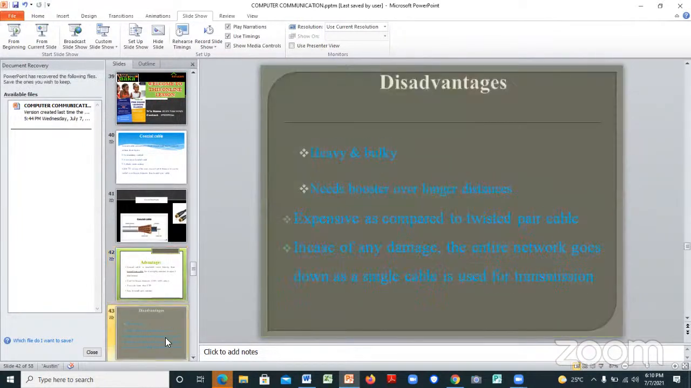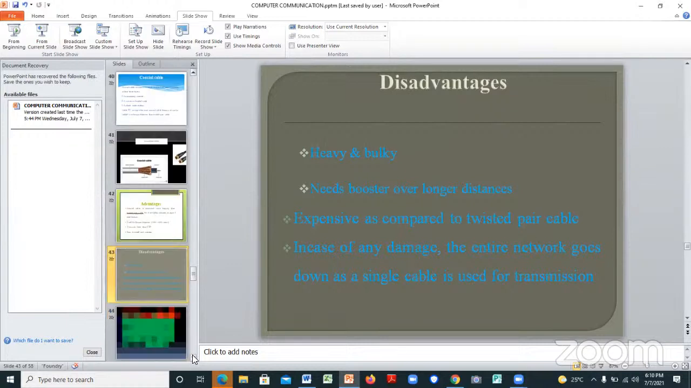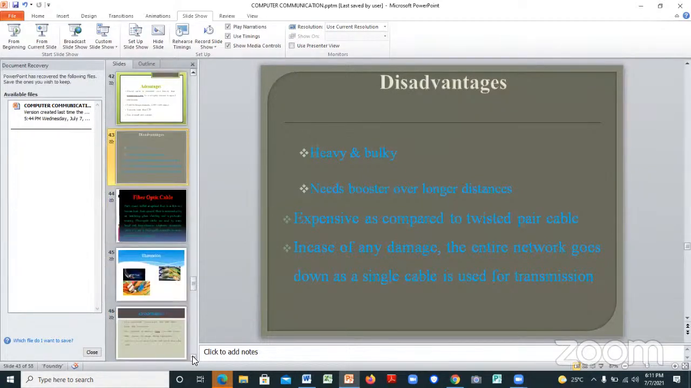The disadvantage is that it is expensive when you compare it to twisted pair cable. Then it is heavy because it has more layers. And lastly, we look at fiber optic.